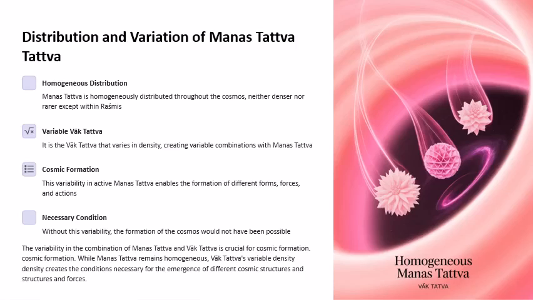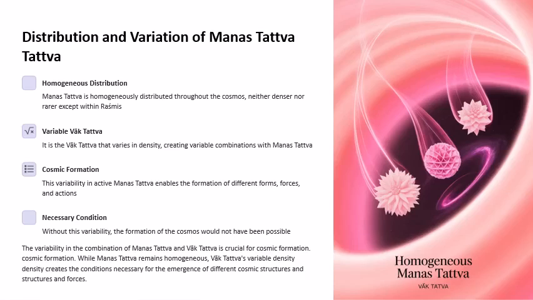Exactly. The density of Vak Tattva changes. And because active Manas Tattva is the combination of the two, this variation in the mix leads to all the different forms, forces, and actions we see. Without that variability in Vak, the source argues, you couldn't get the complexity and diversity of the cosmos. That adds a dynamic element to the unified source. Okay. But the source doesn't stop there, does it?